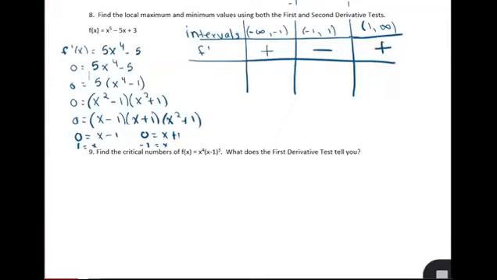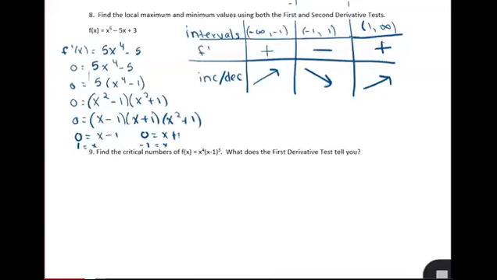Okay, we got that part. So now we need to look and see if this is increasing or decreasing. Increase or decrease? Well, if it's positive, that means it's increasing. Negative means it's decreasing. Positive means it's increasing. So this is going to be our min, and this is going to be our max.